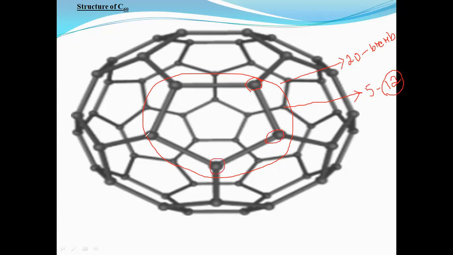C60 materials are made up of carbon. It is known to have a 5-member ring system, a 6-member ring system, and each carbon is linked together in 6-member, 5-member, or 4-member rings. This one is known to be a 4-member ring system.